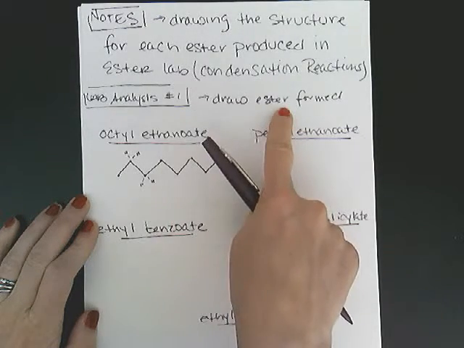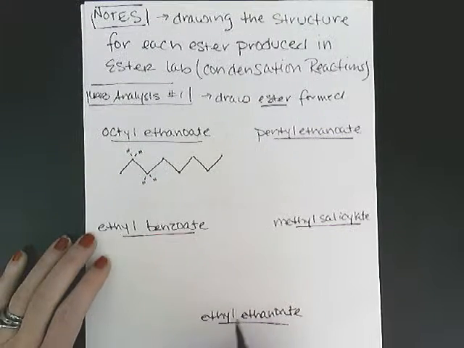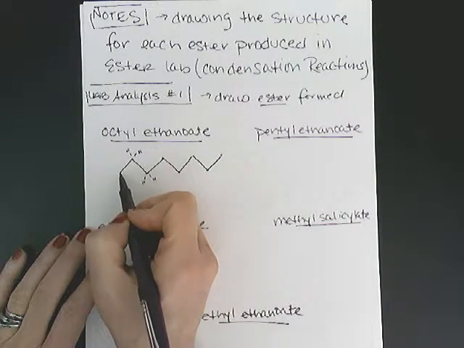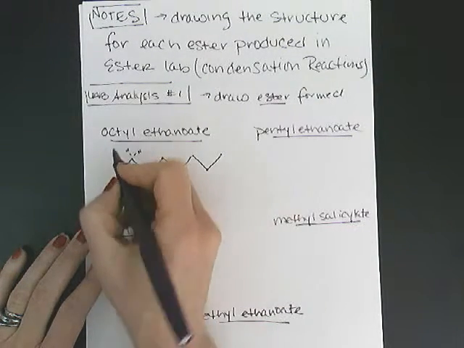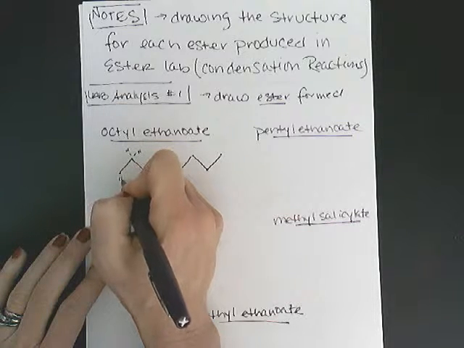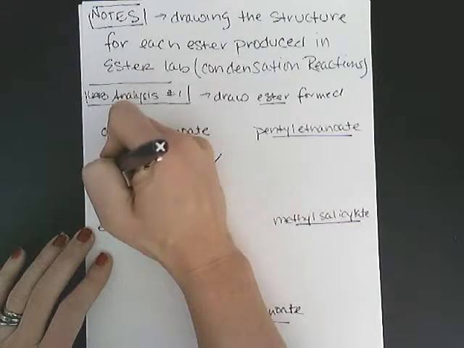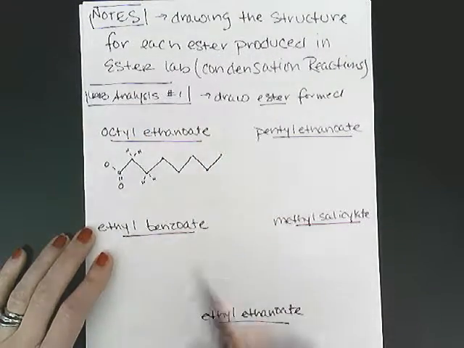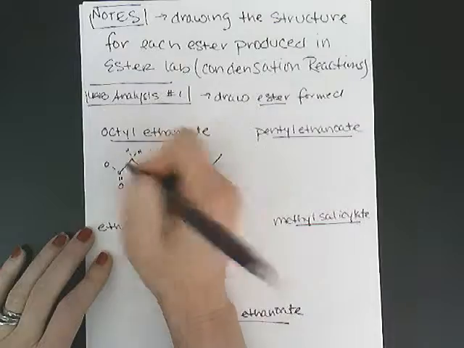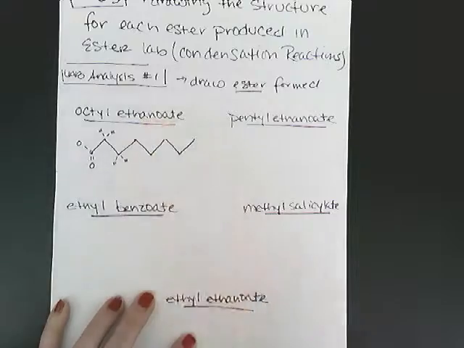And because we're drawing esters, we need to include the COO functional group for each structure or ester formed. Okay, so here it could be off the very first carbon, and it would look like this. Double bond, so this C is double bonded to an O, and also single bonded to an O. So the C makes 1, 2, 3, 4 bonds. That's what the carbons do. And that would be octyl ethanoate.